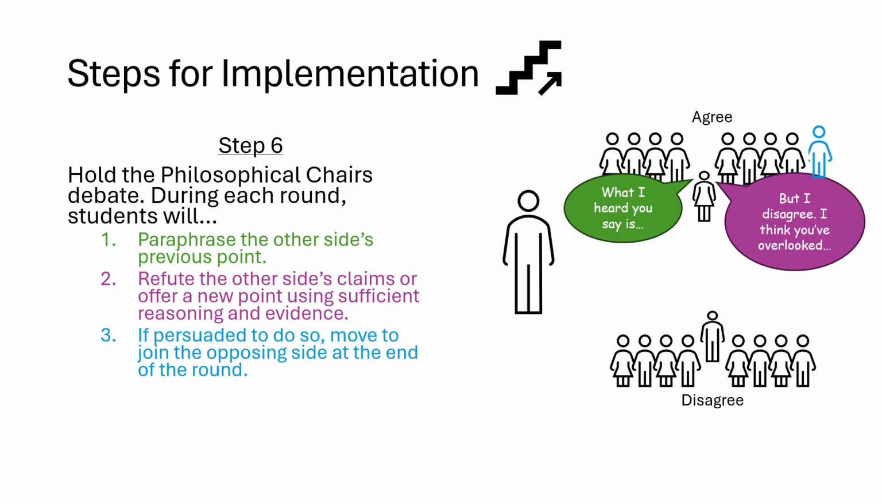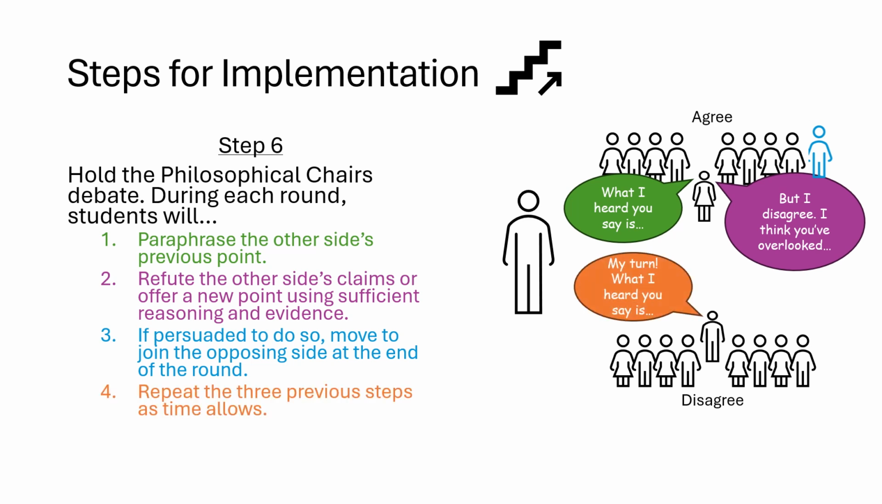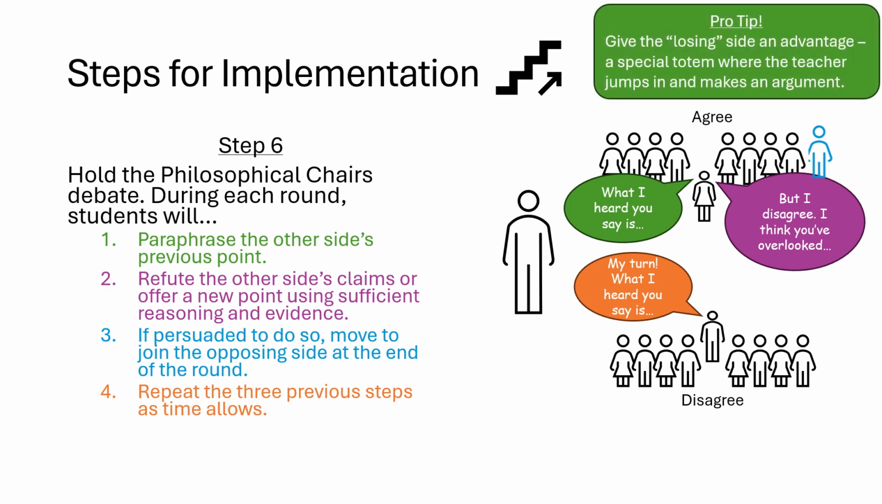If persuaded to do so, move to join the opposing side at the end of the round, and repeat the 3 previous steps as time allows. As a fun pro tip, you can give the losing side an advantage in the form of a special totem where if they choose to use it, the teacher jumps in and makes an argument in their favor.